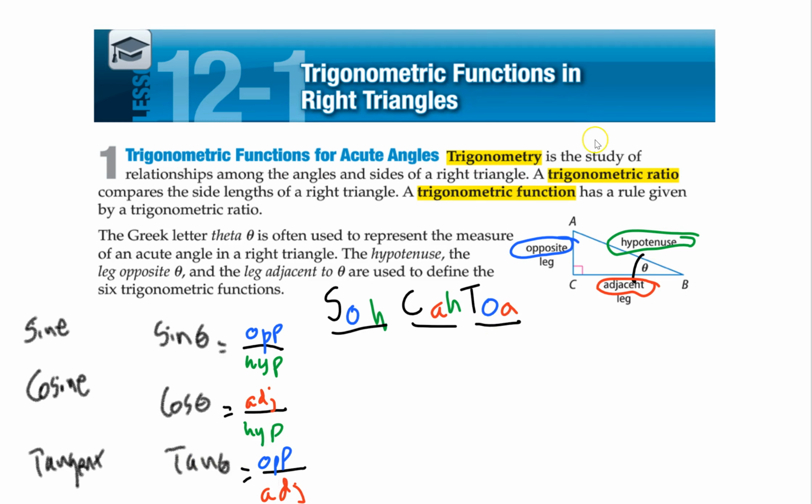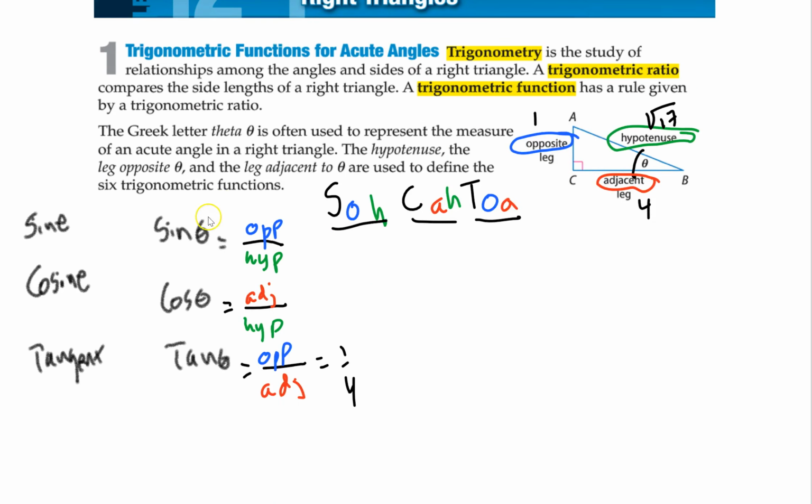If I had a triangle and put numbers here, like 1, 4, and radical 17, and I was asking what is tan, you just go, it's opposite over adjacent. It's 1 over 4. That's really it. You're done. That's the ratio of the sides. The ratio of this side to that side is 1 over 4. So those are the first 3, the most important ones. Those are the ones you have to know: sine, cosine, tan.